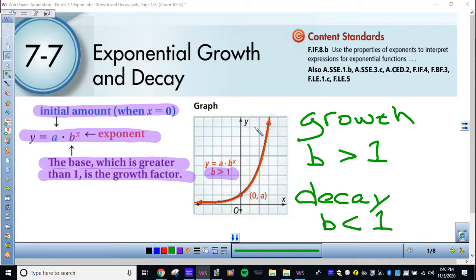So B is greater than 1 in its growth, B is less than 1 in its decay. So in these problems, what they oftentimes do, almost always, Dawson, that's fine.